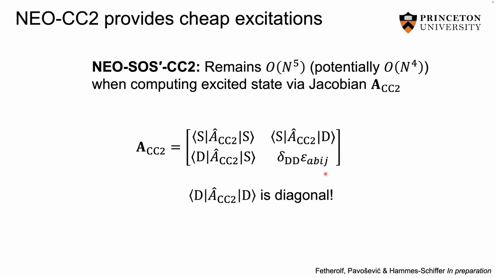But in CC2, this is actually diagonal and just consists of the energy denominators due to the perturbative nature, the perturbative truncation of the T2. And so because this largest block is diagonal just as a feature of the theory, it makes it really, really easy to expand it into the excited state.